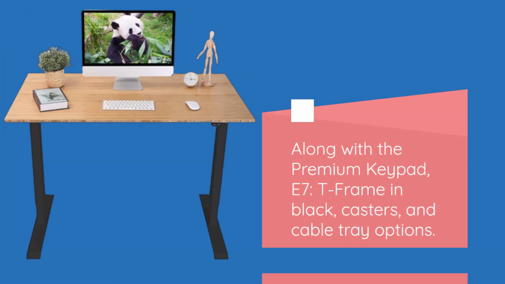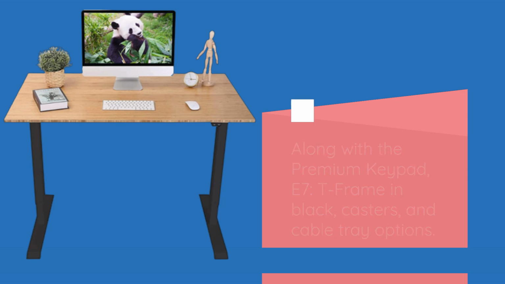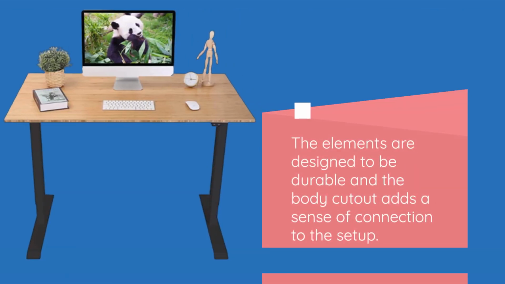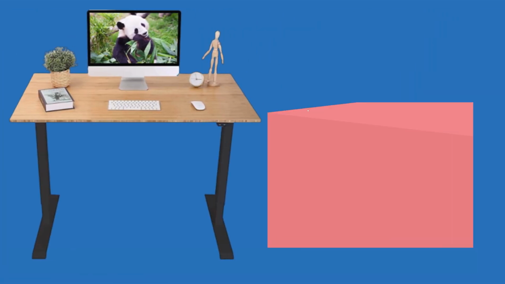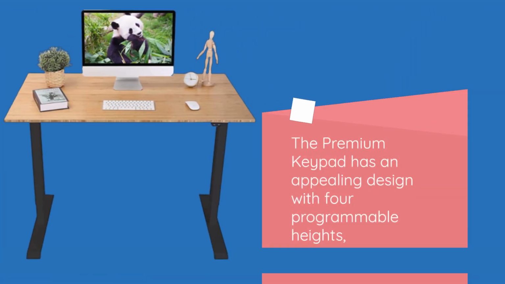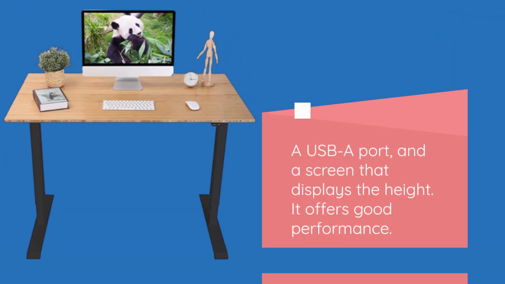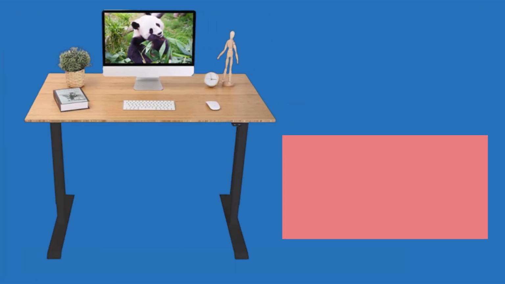Along with the premium keypad, E7, D-frame in black, casters, and cable tray options. The elements are designed to be durable and the body cutout adds a sense of connection to the setup. The premium keypad has an appealing design with 4 programmable heights, a USB port, and a screen that displays the height. It offers good performance.